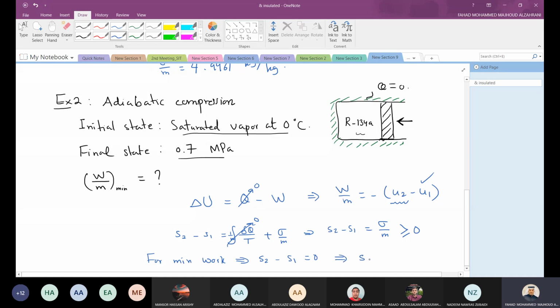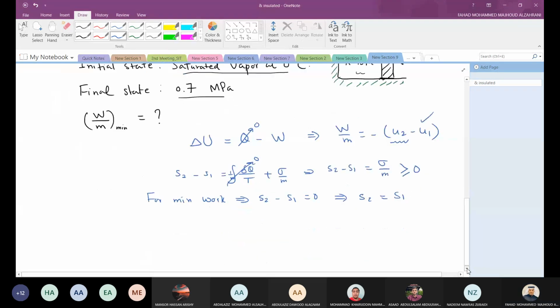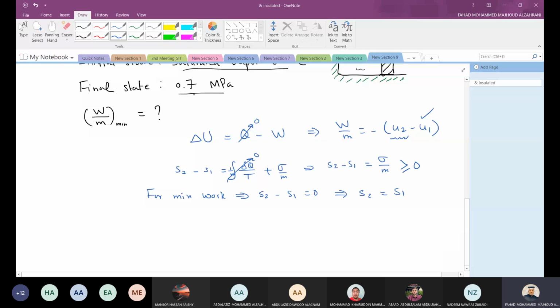That means S2 equals S1. In this case, I can find S1 from the first state, which is going to be the same as S2. So I have S2 and I have P2. Now I can find U2. Got it? Is this clear? Yes, doctor.